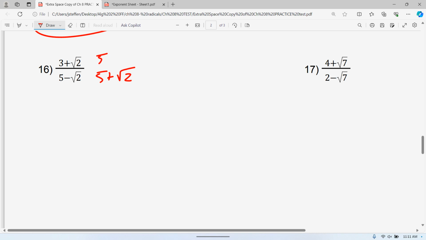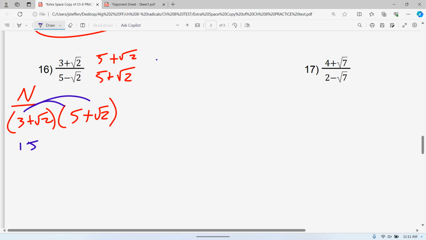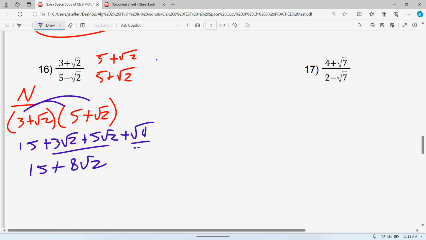3 over 5 plus root 2. And this one I do think it's very beneficial to list out your numerator and denominator. So we have 3 plus square root of 2, times 3 plus square root of 5 plus square root of 2. That is 2, 4. Can combine root 2. The square root of 4 is just 2. So then 15 and 2 is 17. So 17 plus 8 root 2. That's just your numerator.